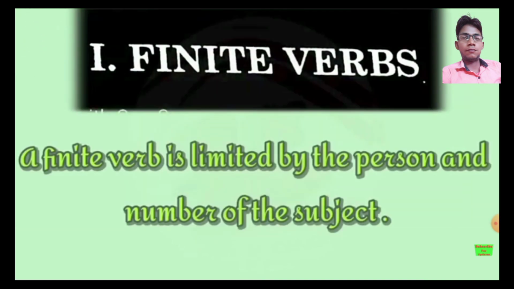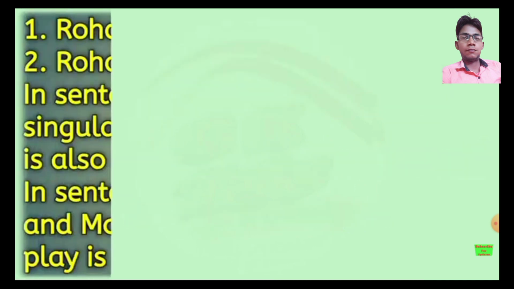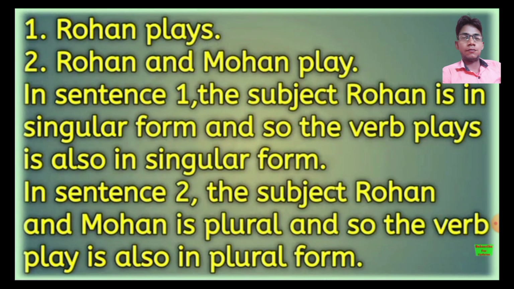A finite verb is limited by the person and number of the subject. Like Rohan plays and Rohan and Mohan play. In sentence number 1, the subject Rohan is in singular form and so the verb plays is also in singular form. And in sentence number 2, the subject Rohan and Mohan is plural and so the verb play is also in plural form. So these are called finite verbs.